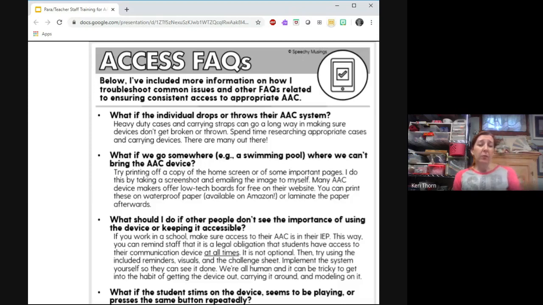What if I go somewhere like the pool where I can't bring a device? Obviously, we're not putting an iPad into a swimming pool. We're not putting an iPad in if they were taking a shower, if they were home. There are some places you're not going to bring their device, but there are alternatives. Like I talked about the multimodalities. So maybe we can make a communication board and laminate it so they could have it in the pool with them, or just find another system for them.